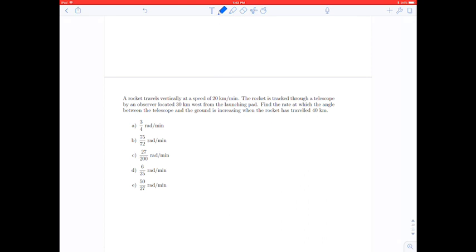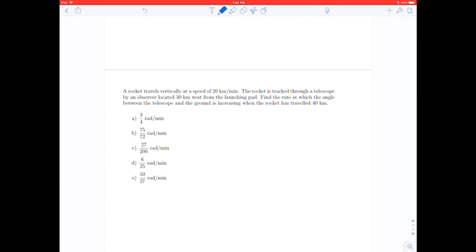The rocket travels vertically at the speed 20 kilometers per minute. The rocket is tracked through the telescope by the observer located 30 kilometers west from the launching pad. Find the rate at which the angle between the telescope at the ground and the ground is increasing when the rocket has traveled 40 kilometers.